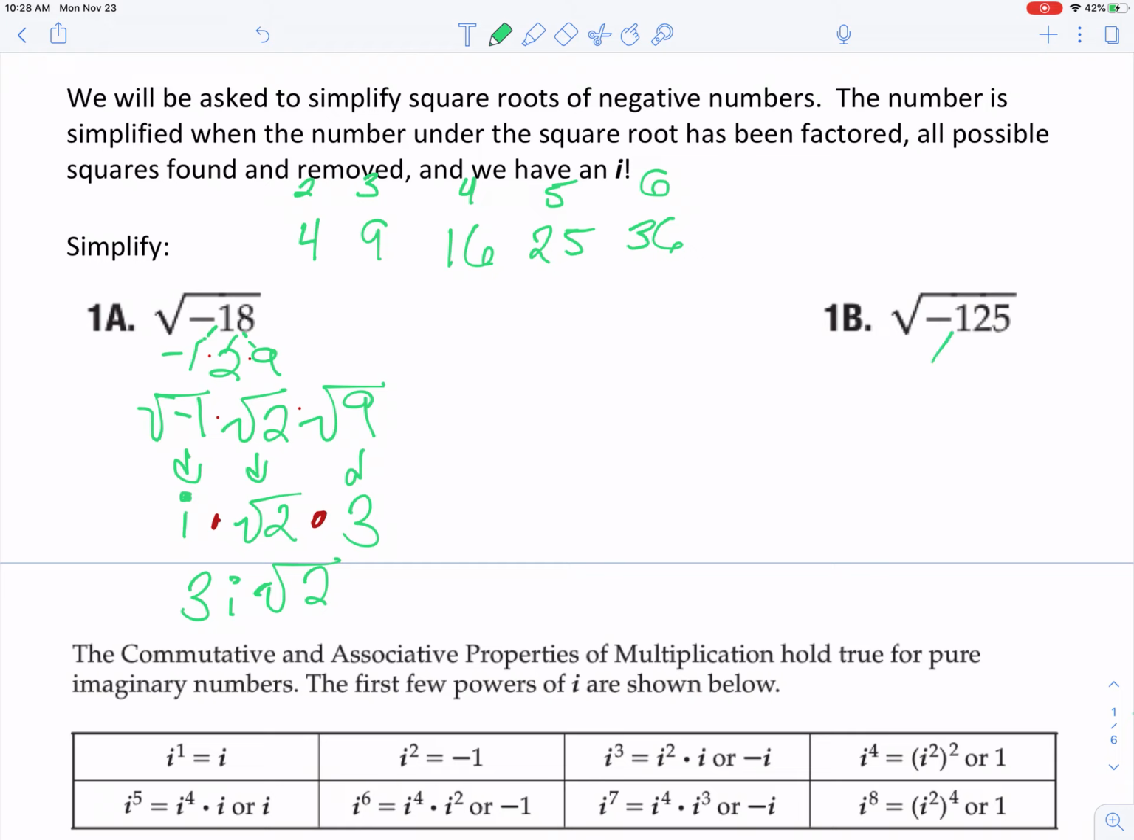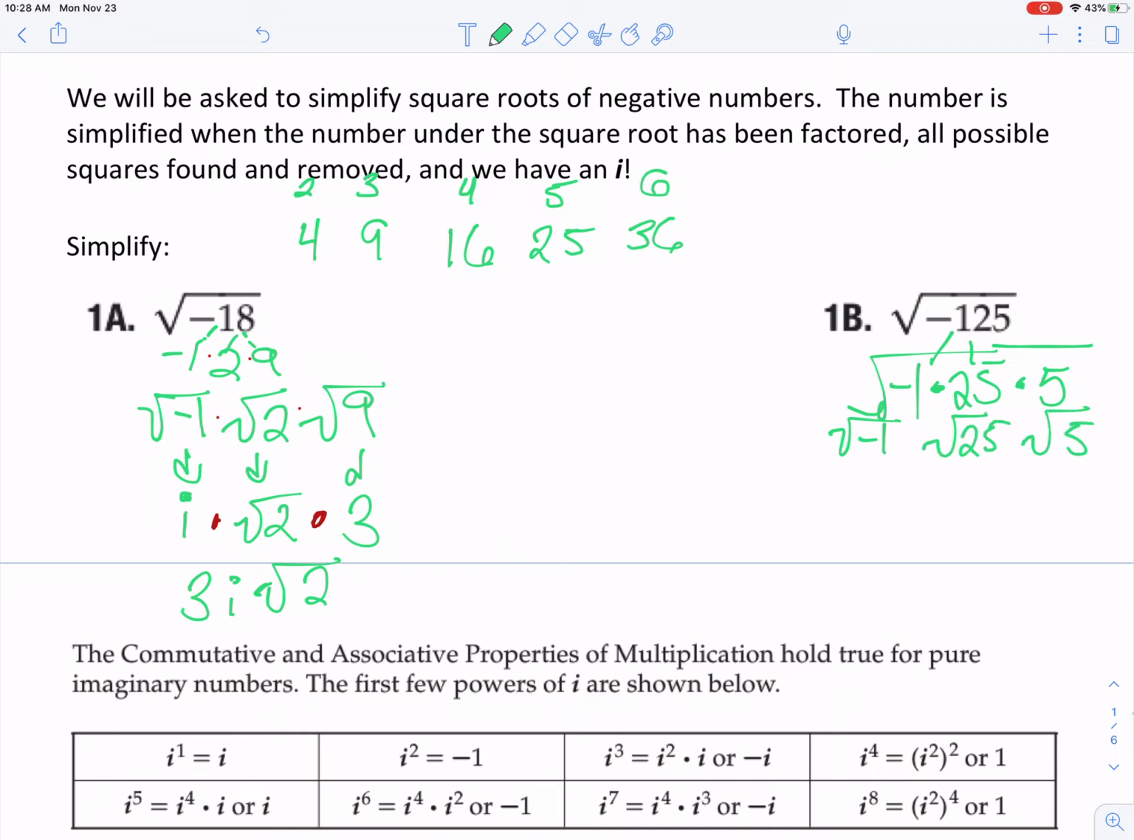So if I look at 1b, that's going to be -1. Just pull that -1 out from the beginning. How about a 25? And then 25, that's going to be 25 times 5 to get that 125. I just knew that 25 happens to go into 125 nice and evenly. So the square root of -1, the square root of 25, and the square root of 5.